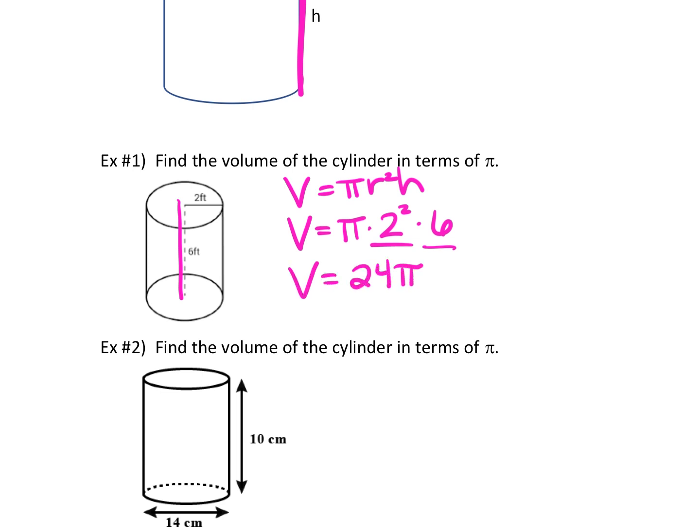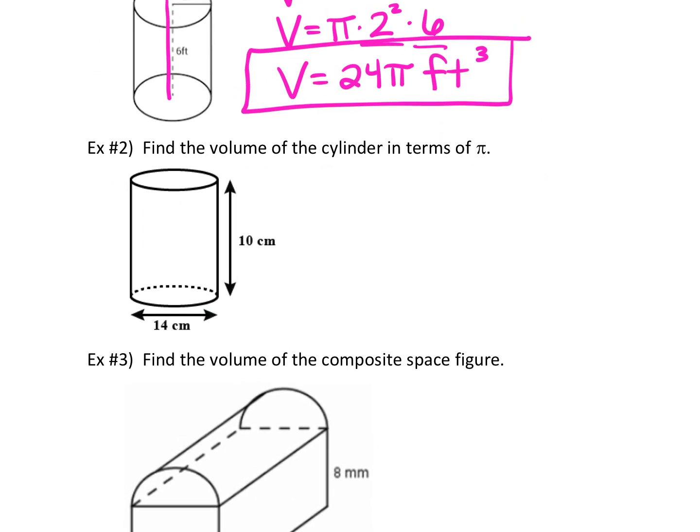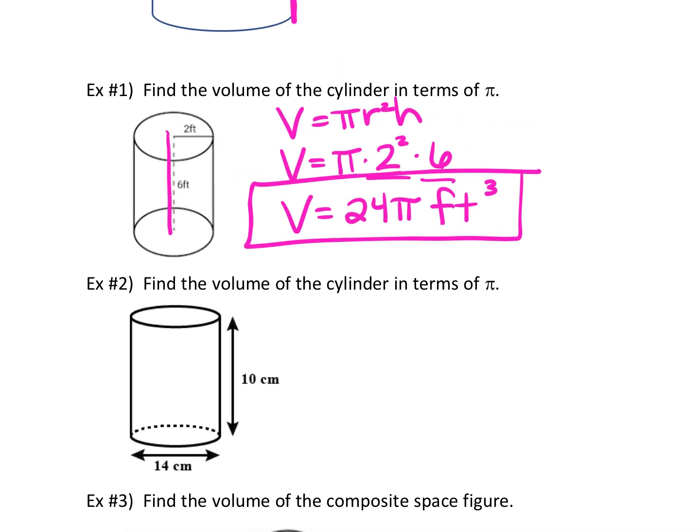Then you attach your pi. Never plug the pi into your calculator, okay? Just attach it at the end. So 24 pi feet what? Squared. Cubed. Whenever it's volume, you cube it. Because you went feet by feet by feet. You never square volume. You always cube.